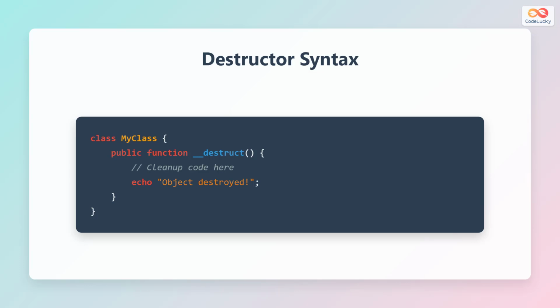The syntax for a destructor is similar to that of a constructor. Inside your class, you define the destructor using the keywords public function, followed by __destruct(), open parenthesis, close parenthesis, open curly brace and close curly brace. Within the curly braces, you place the cleanup code you want to execute when the object is destroyed. In this example, it simply echoes the message "object destroyed".